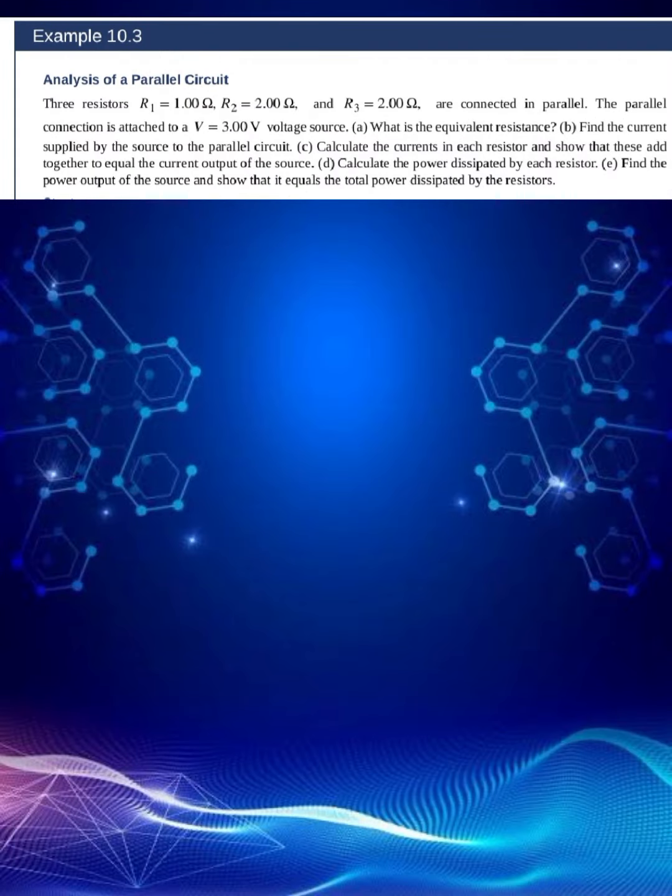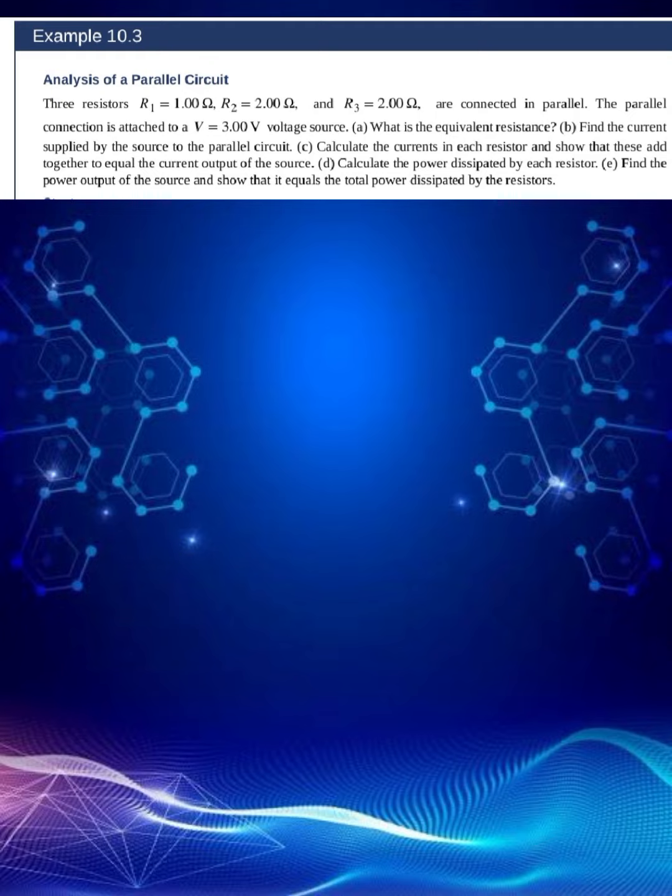Example 10.3, analysis of a parallel circuit. Three resistors, R1 is equal to 1 ohm, R2 is 2 ohms, and R3 is 2 ohms, are connected in parallel. The parallel connection is attached to a 3 volt source. A. What is the equivalent resistance?